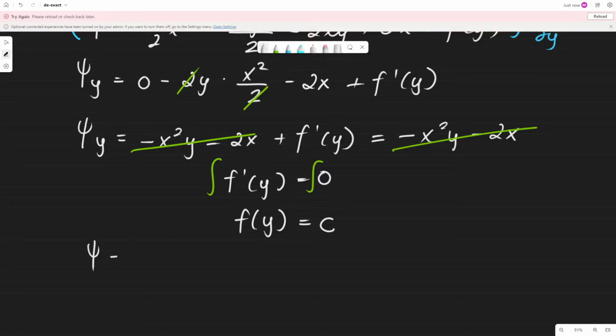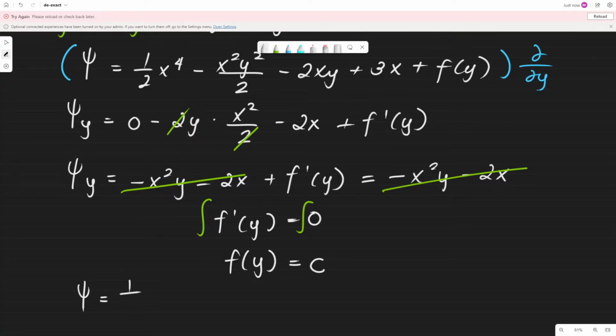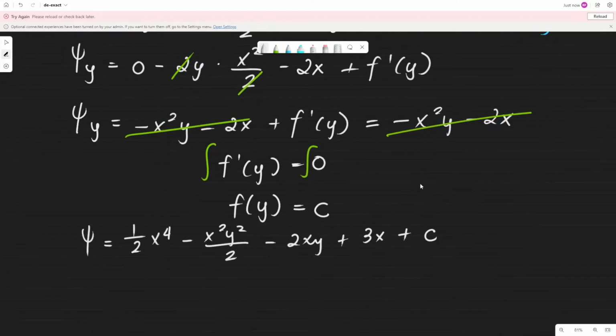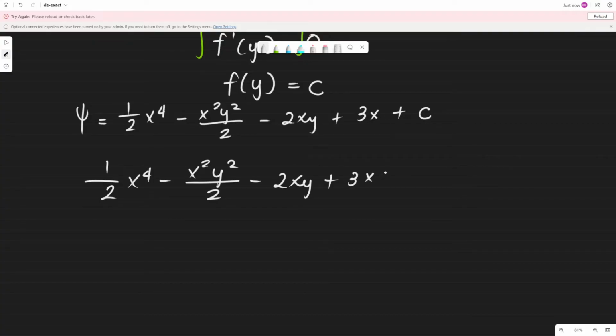No, so we have psi is equal to 1/2 x to the 4th minus x squared y squared over 2 minus 2xy plus 3x, okay, plus c. And, no, sabi nga natin, we need to equate the function or the equation or the solution, no, in terms of c. So, we'll have 1/2 x to the 4th minus x squared y squared over 2 minus 2xy plus 3x is equal to C. Is this our final answer?